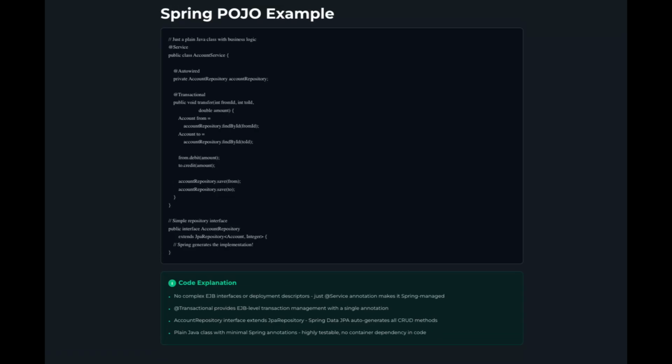No complex EJB interfaces or deployment descriptors, just the service annotation makes it Spring managed. Transactional provides EJB-level transaction management with a single annotation. Account repository interface extends JPA repository. Spring Data JPA auto-generates all the CRUD methods.